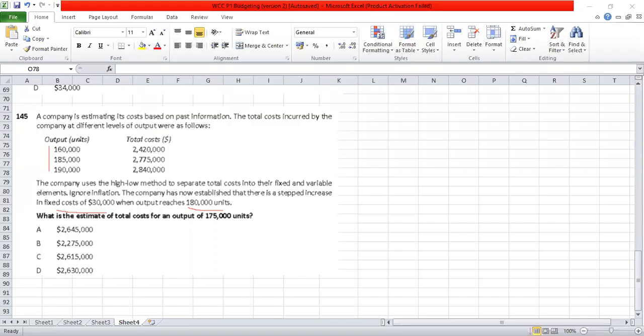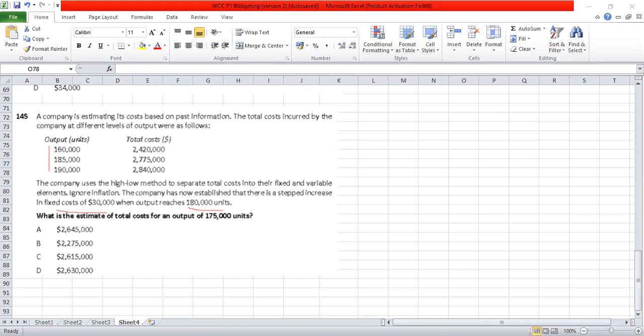The total cost remains unchanged, so that would not change. But then in between, when the output level reached 180,000 units, at that time there was an increase of 30,000 which was included. Now it asks, what is the estimate of total cost for an output of 175,000? So that is what is asked in the question.